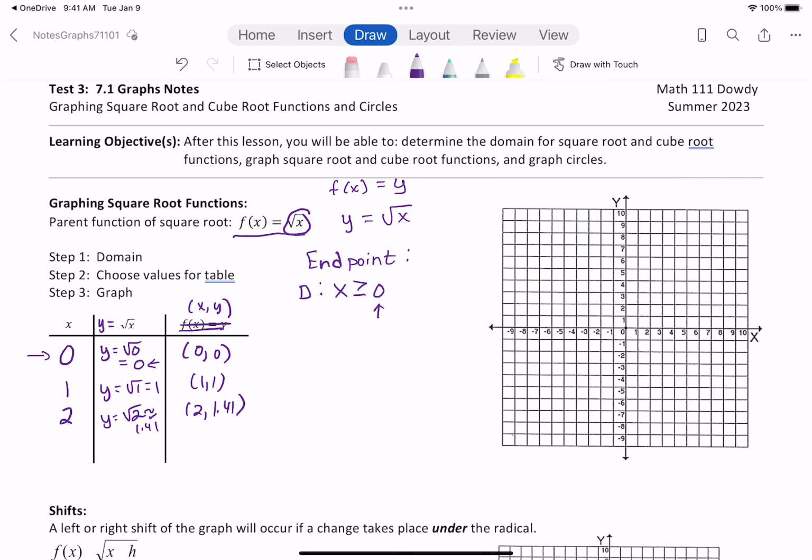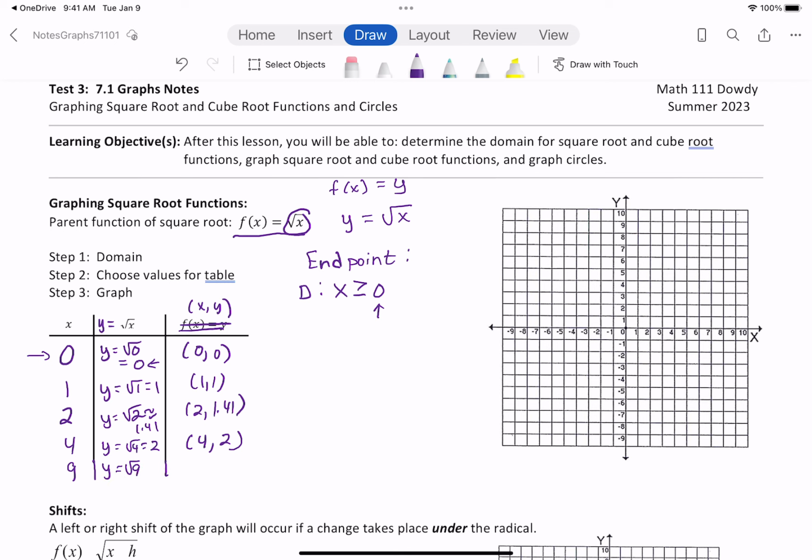So the next perfect square from 1 would be 4. So let's plug in 4. And I get if x is 4, y is the square root of that, which is 2. And then the next perfect square is 9.